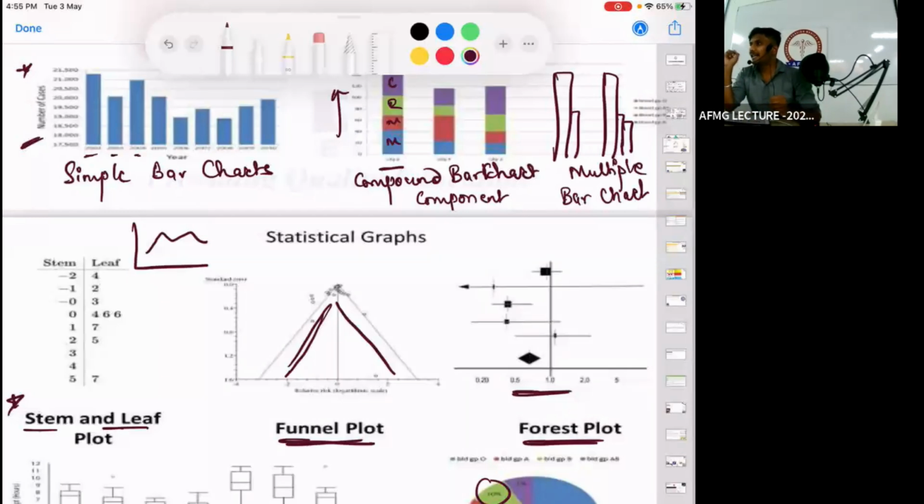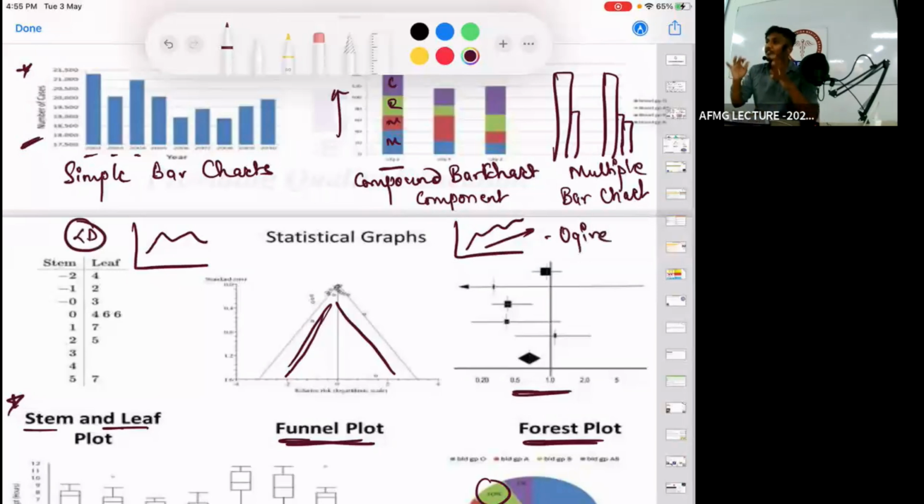This is a line diagram. Whereas in the next one, the frequency is only increasing. So this type of chart is known as a ogive. In a line diagram, the frequency can increase or decrease, but in an ogive the frequency always increases.